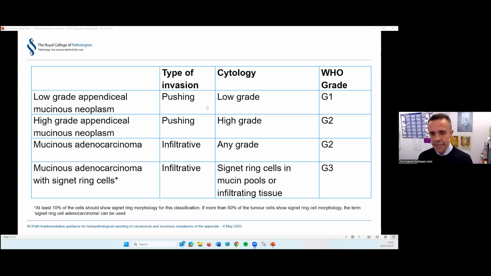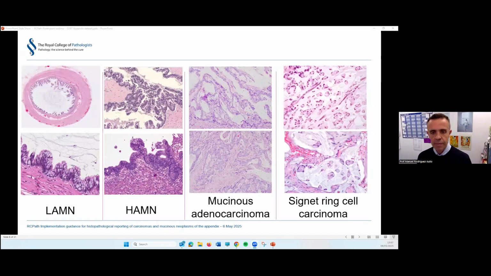In terms of cytology, it could be low or high-grade. The mucinous adenocarcinomas are usually very infiltrative, and they have signet ring cells, either in mucin pools or just signet ring cells infiltrating the tumor. Just remember that you need at least 10% to call something an adenocarcinoma with signet ring cells, and if you have more than 50% signet ring cells, we call that a signet ring cell adenocarcinoma.